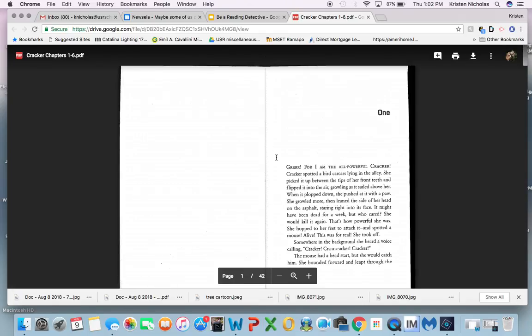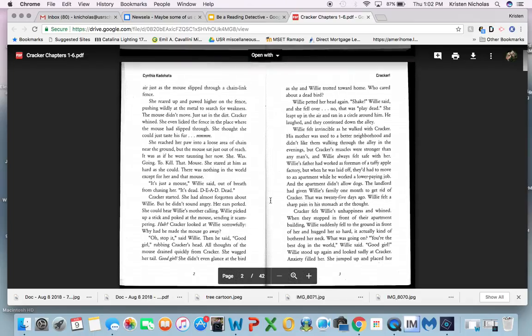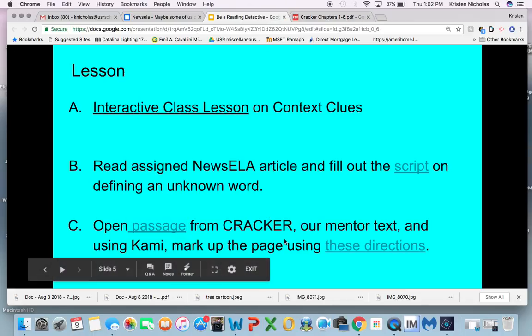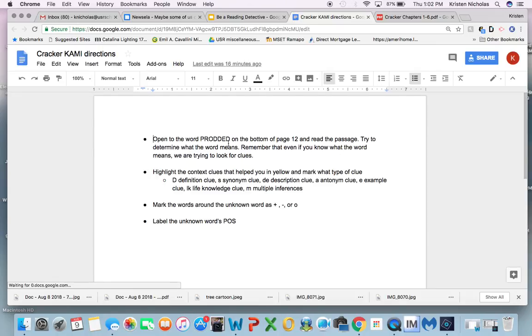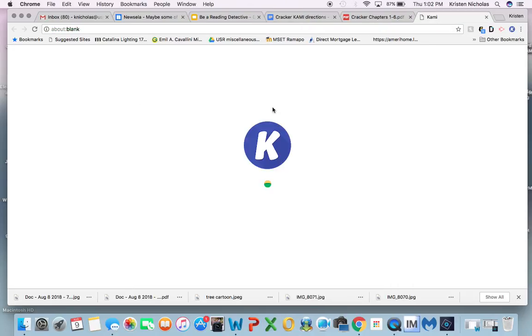And this is a text that students use on a regular basis. We refer to it for a lot of our lessons. And they'll be asked to use the Google extension Kami to mark up the pages. And here are the directions for that. So they're going to open up to the word prodded on the bottom of page 12. So here, if they open up the passage, we're actually going to open it up with Kami, the PDF extension.